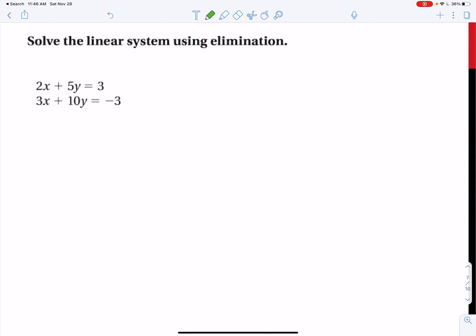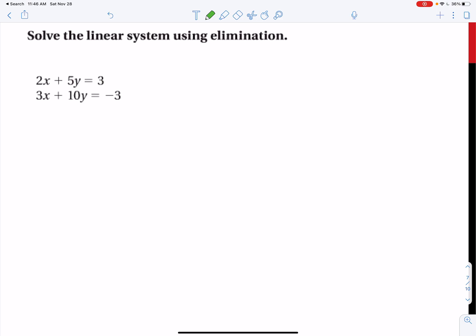All right. Now I want you to try this one on your own. Okay, so welcome back. Let's see. Make sure you're stacked. We are indeed stacked. And decide if you want to eliminate your x's or your y's. If I eliminated my x's, I'd have to make them a 6, one a negative 6, one a positive 6. If I eliminated my y's, I would make them a 10. Ooh, well, one's already 10, so that's less work. So I'm going to eliminate my y's.